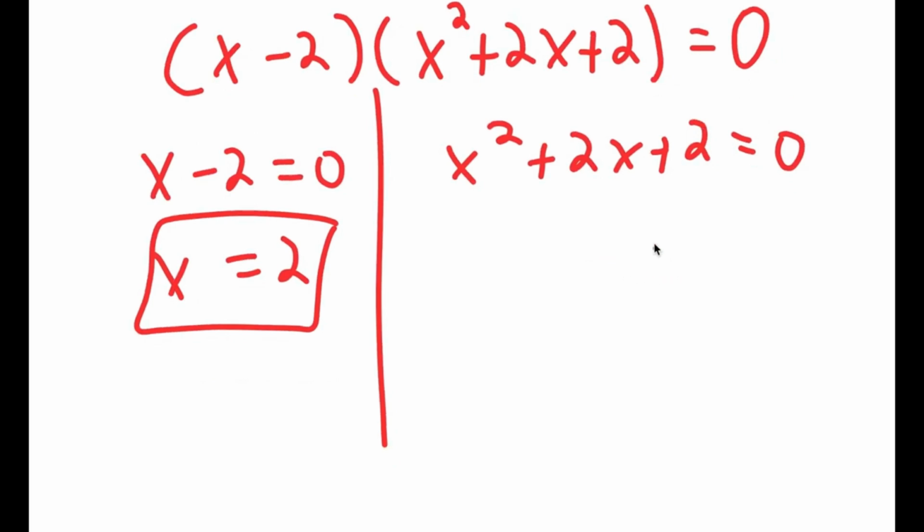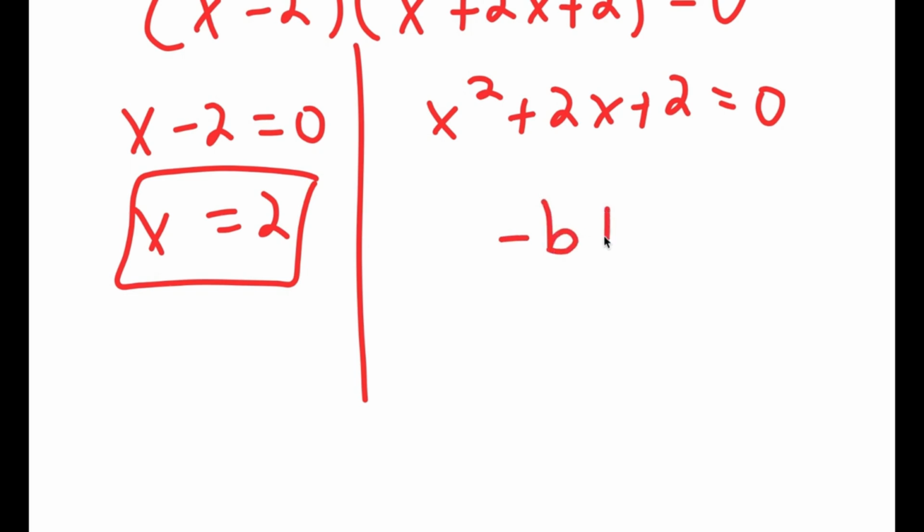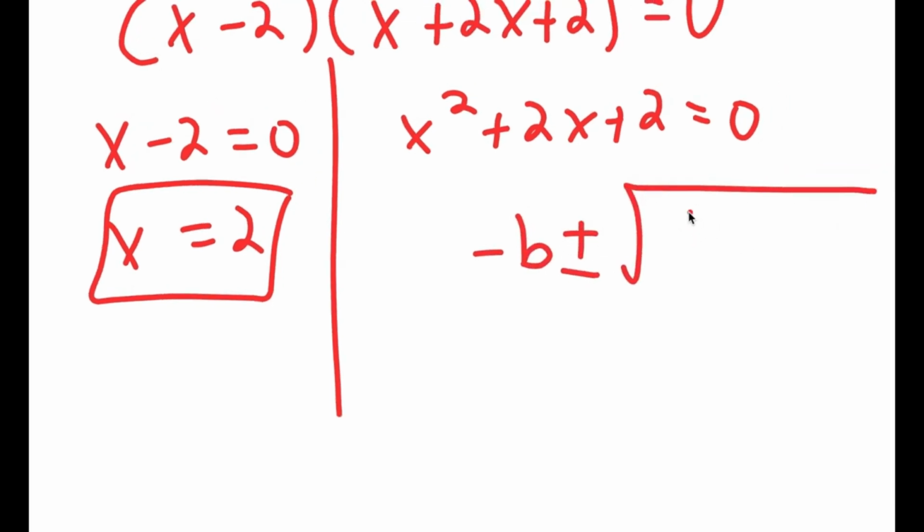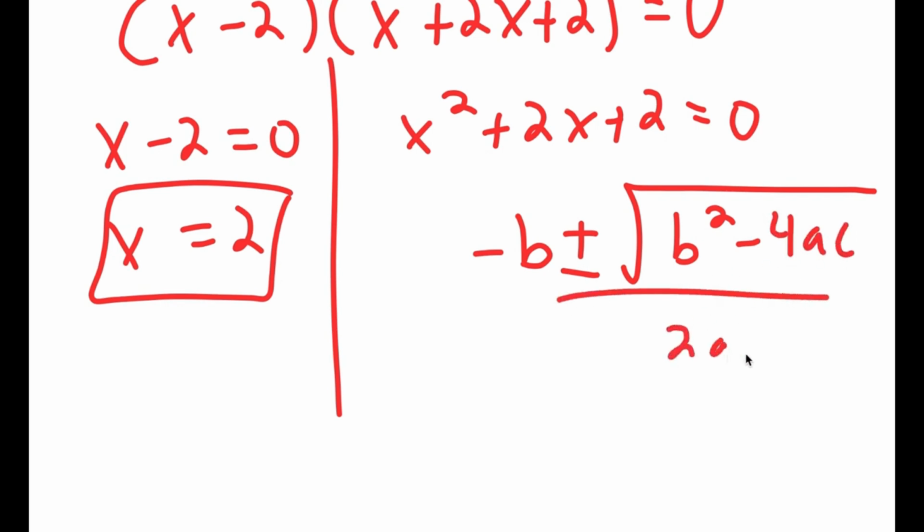Now for x squared plus 2x plus 2 equals 0, to solve this, we have to use the quadratic formula, which is -b plus or minus the square root of b squared minus 4ac all over 2a.